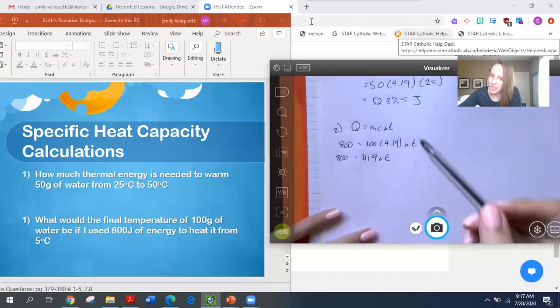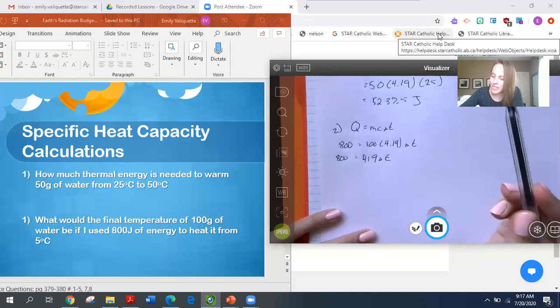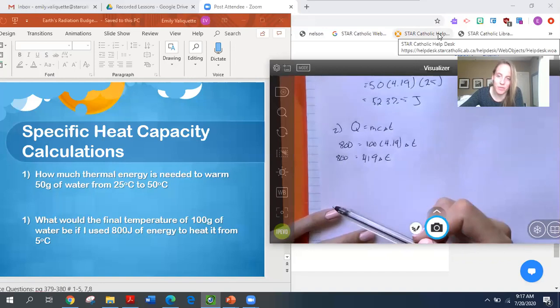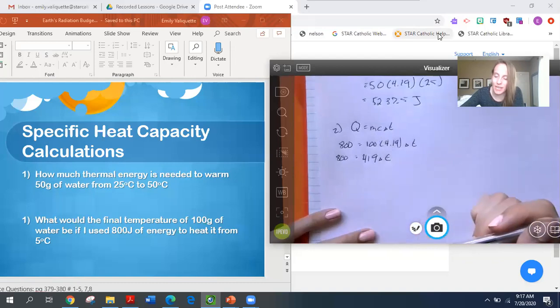Okay, so for the second question here, again, I'm going to start with my Q equals mc delta T formula. I plug in my 800 joules where the Q is, my 100 grams for the m, and my 4.19 for the specific heat capacity.